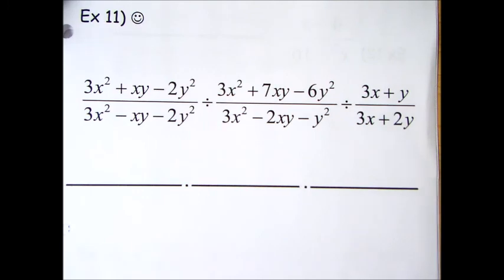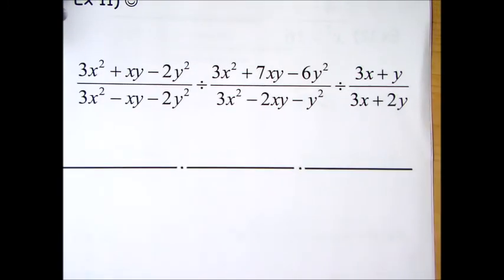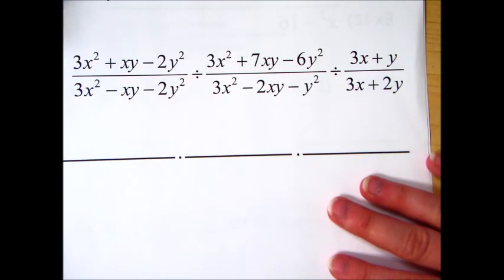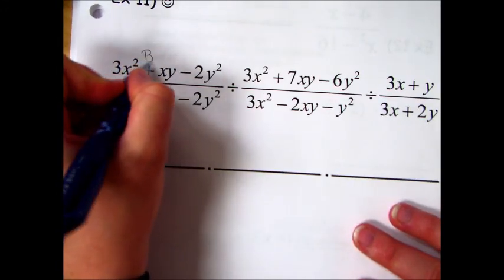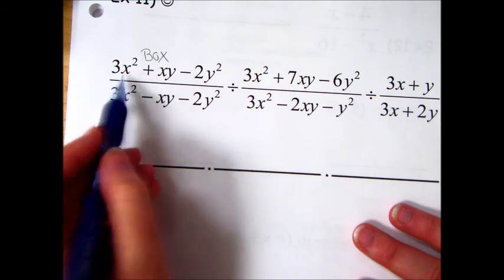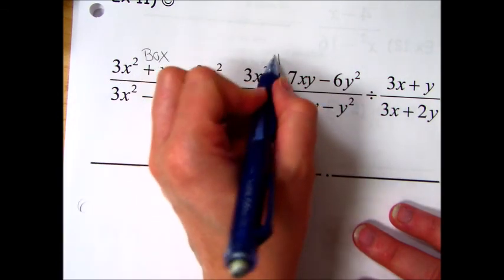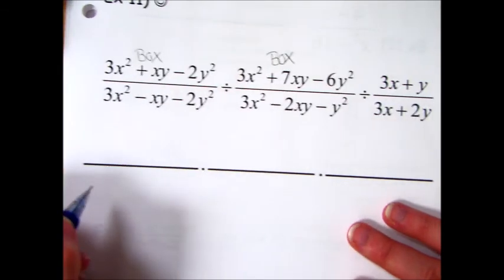Number 11. We have one more after number 11 and then we're all done. You have a lot of boxes to take care of in this problem. So first things first, I want you to know that this one is a box. You should be able to recognize that. It's 3 terms with squares. This is also a box. It is 3 terms with squares.